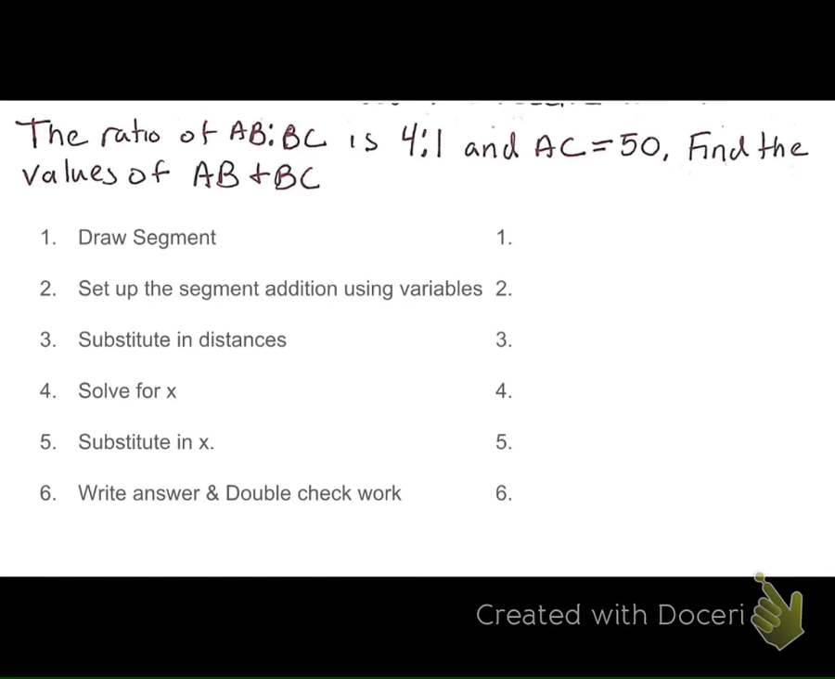Okay, we're starting with our review, 7.1. I said 7.1, but 7.1 through 7.3. Our first question: the ratio AB to BC is 4 to 1, and AC equals 50. Find the value. So these are the steps that I expect you to show.